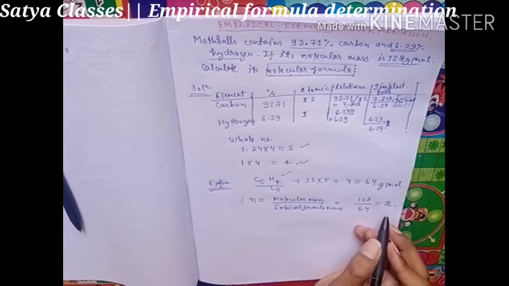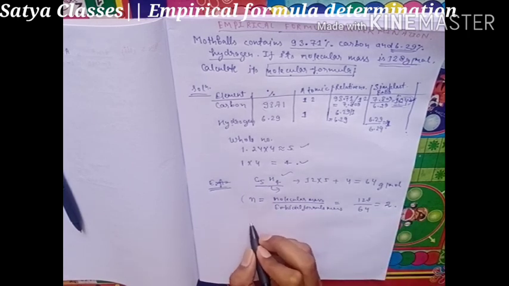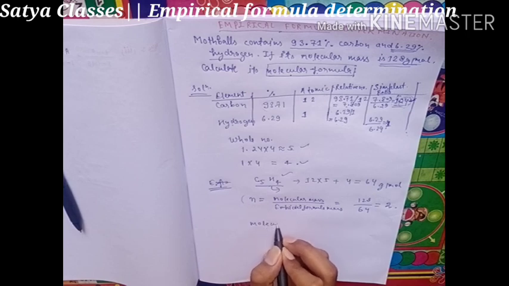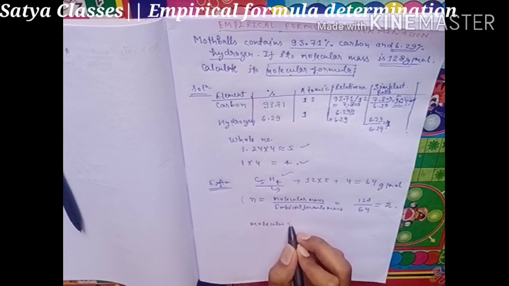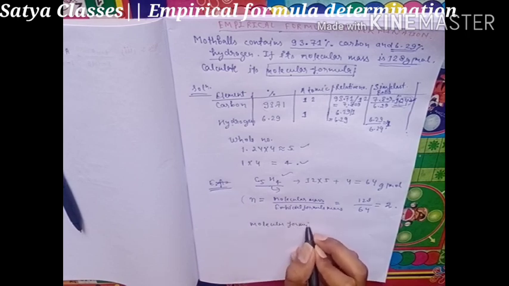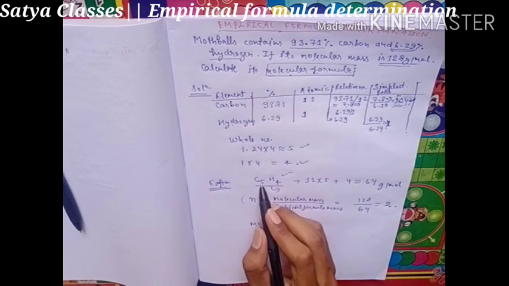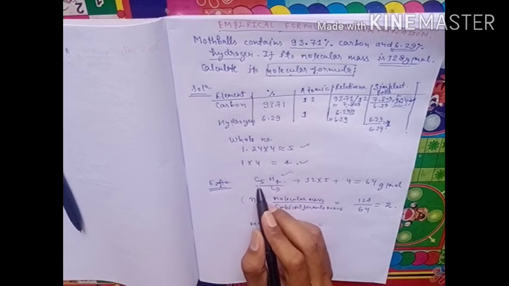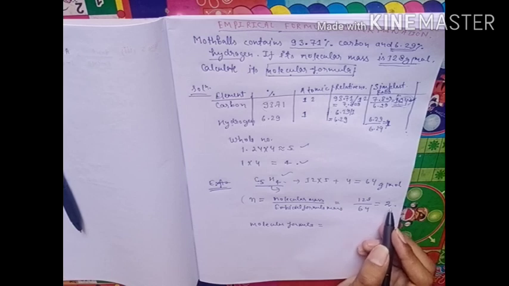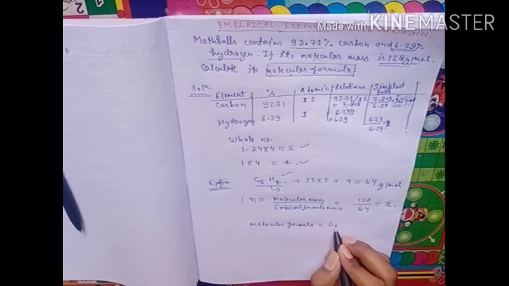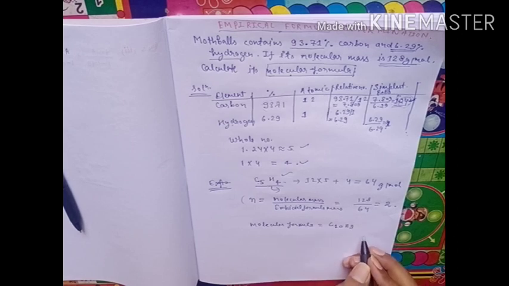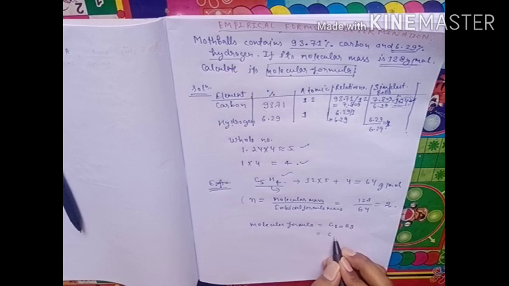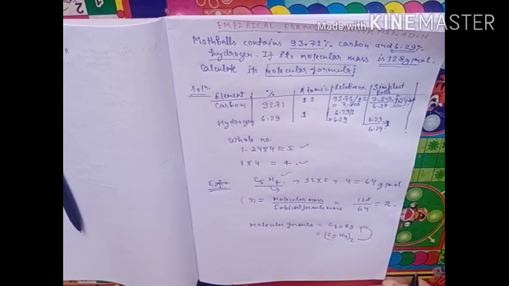So all you need to do is the molecular formula is equal to multiplying these numbers by 2, so it becomes C10H8. Did you understand? You can also write it as (C5H4) times 2, and the result will be this.